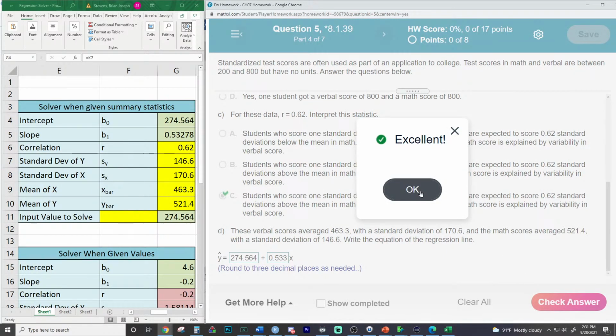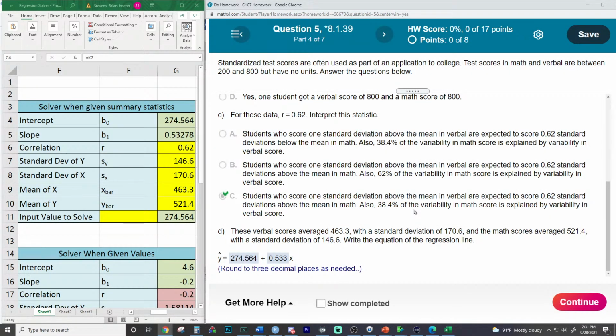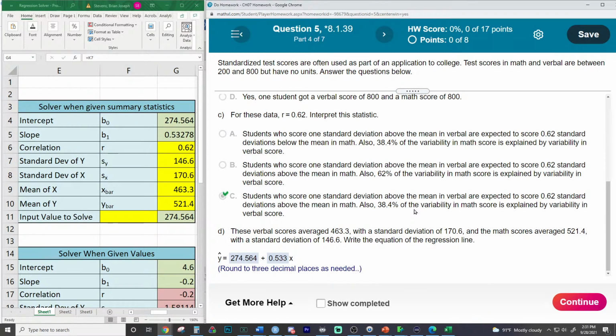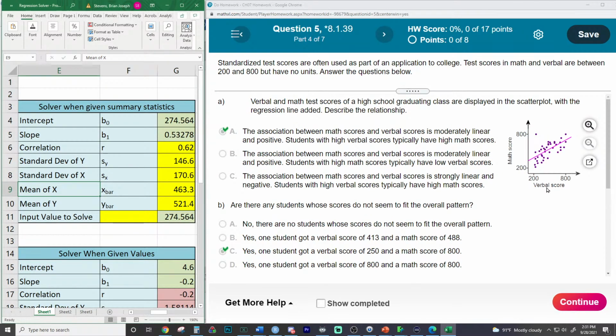How's that looking right there, John? I'm going to pause on this. Does it make sense how I got all of this? Be very careful, knowing that verbal is your x. So if you see standard deviation of x, that's the standard deviation of the verbal. If you see the mean of x, that's the mean of verbal. And we know verbal is the x because it's on the x-axis explaining math. Remember, x means explain. Y means why do people have a certain math score, the response.